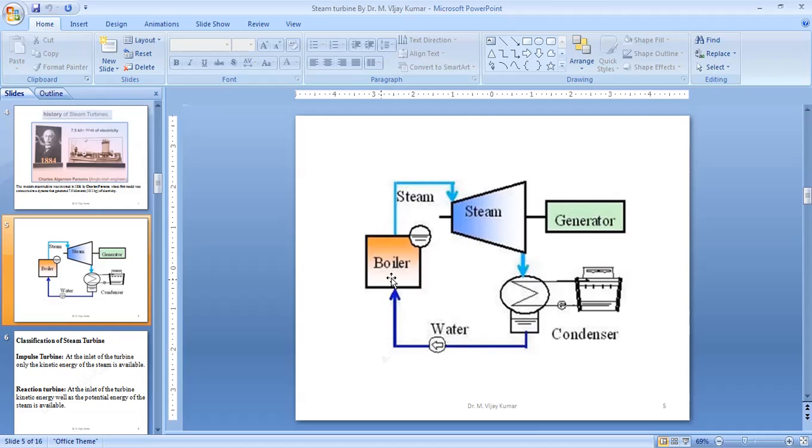Right. So here is the boiler. In the boiler, the water will be there. That water should be converted into steam.